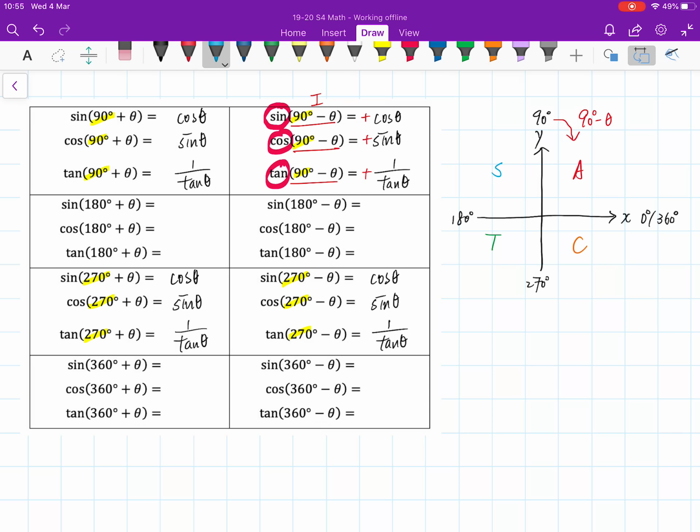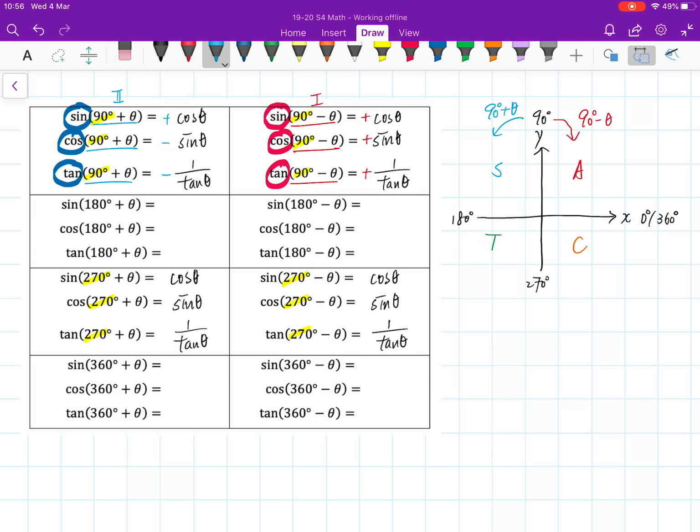Okay, then let's move on to 90 degree plus theta. Okay, so 90 degree plus theta, the angle will finally fall into quadrant 2. So for quadrant 2, only sine theta is positive, and for cosine and tangent, they are negative. Okay, so again we have finished.